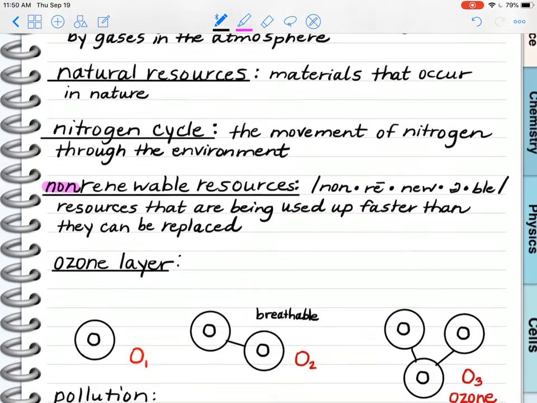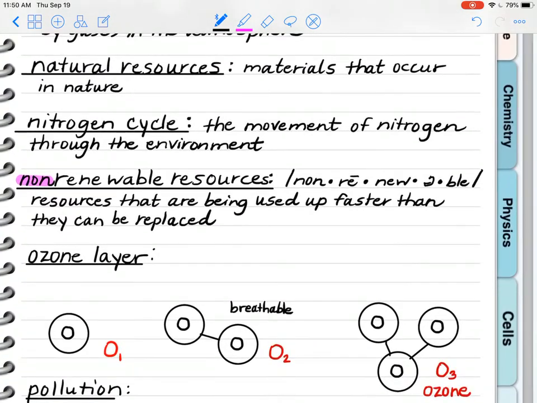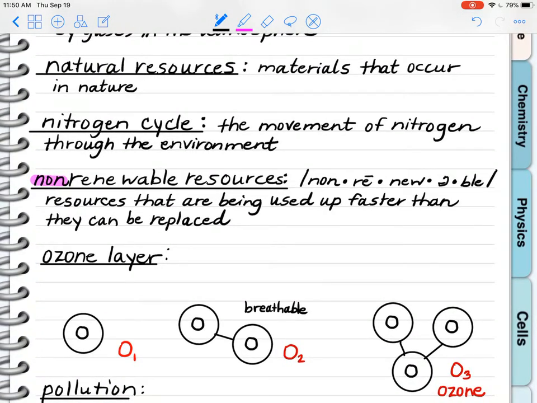Okay, for this one, I want you to go ahead and stop the video. Actually, let me give you the definition of the ozone layer, and then I'll have you stop the video and draw these three little pictures, and we'll talk about those. The ozone layer is the part of the atmosphere. We've already learned that because we saw it on our diagram of the atmosphere. It's the part of the atmosphere made of ozone.